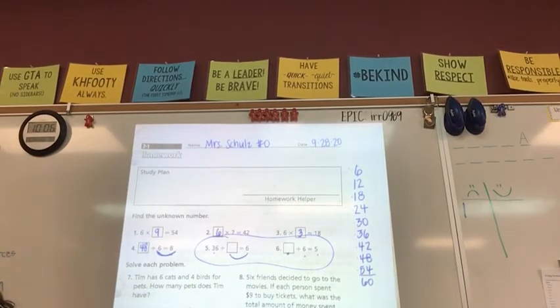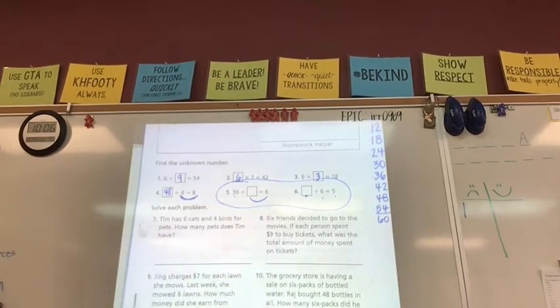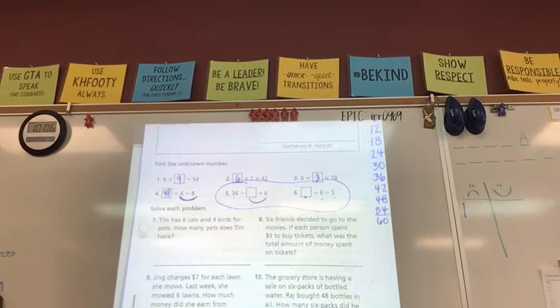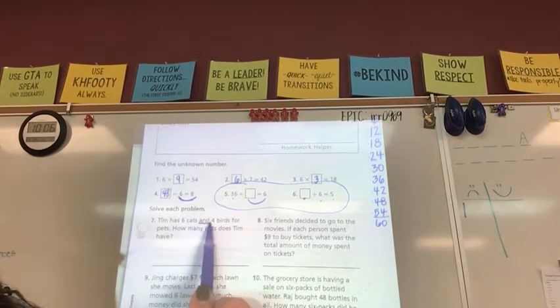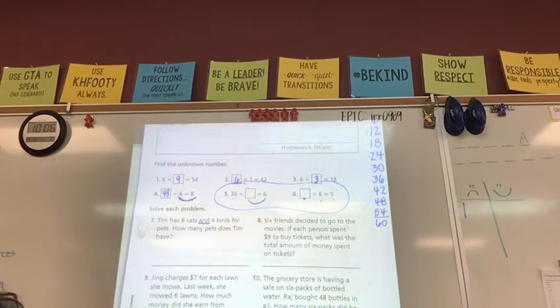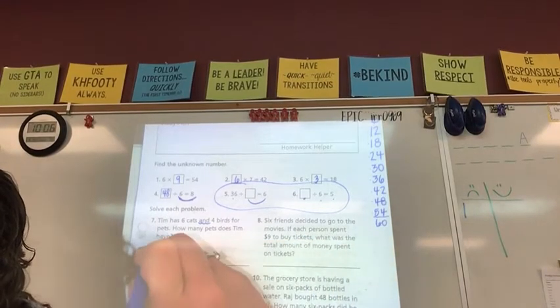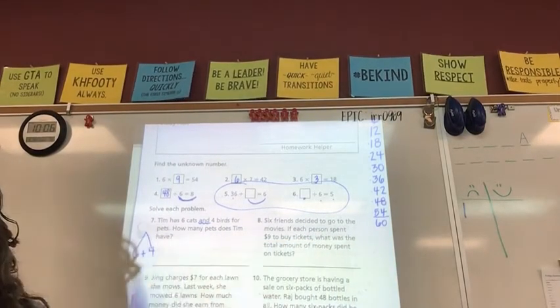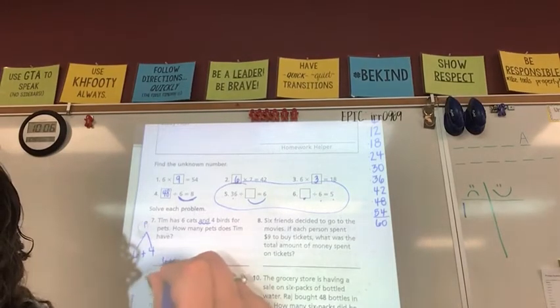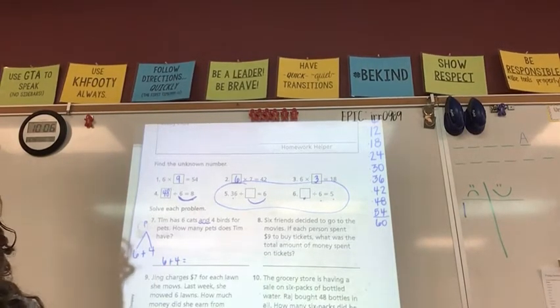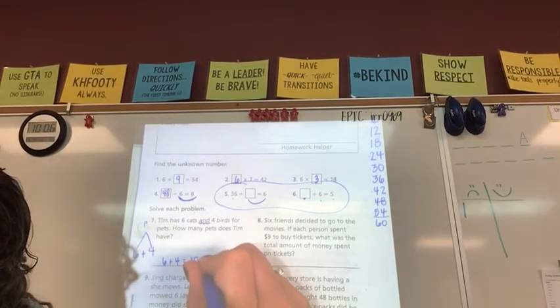Go ahead and look at numero siete. Tim has 6 cats and 4 birds for pets. How many pets does Tim have? Oh, this is a sneaky one, just like they warned you in our blue letter. I heard cats and birds, but I heard nothing about equal groups. So am I going to multiply? He's got 6 cats and 4 birds. Cats and birds together gives me his pets. 6 plus 4 equals 10 pets.